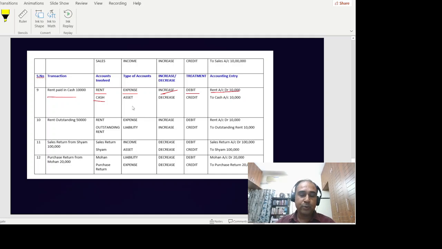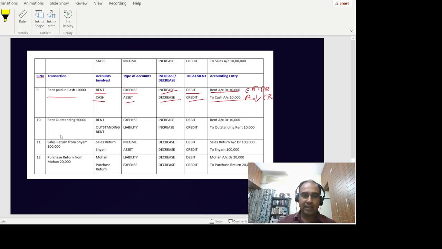And when I pay rent, my asset will decrease. When an asset decreases, what do I have to do? I have to credit it. Rent account debit to cash account. Why is rent debited? Expense increase means debit. Why is cash credited? Asset decrease means credit. Clear, guys?